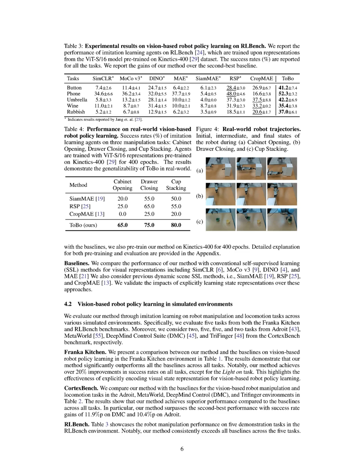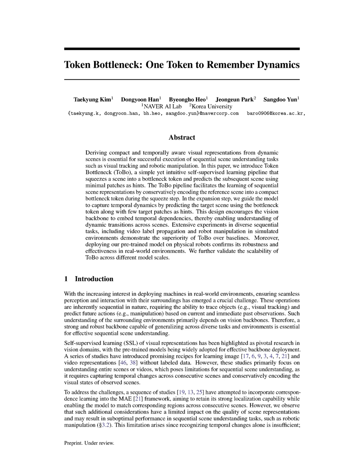Practically, experiments demonstrate that ToBo outperforms conventional SSL methods, such as MAE, in various sequential tasks, including robotic manipulation and video label propagation, achieving over 20% improvement in success rates in simulated environments. Additionally, ToBo exhibits strong generalization capabilities in real-world applications, showcasing its robustness and effectiveness in transferring learned representations to unseen environments. How did you validate the effectiveness of your method, and what experimental designs, datasets, and metrics were employed to assess its performance?